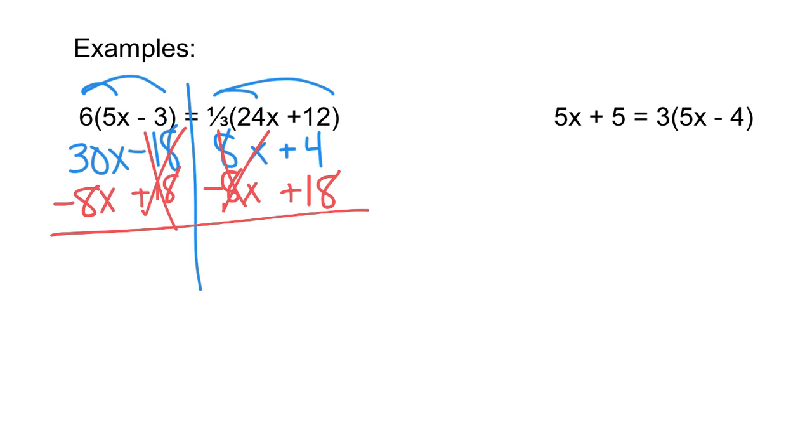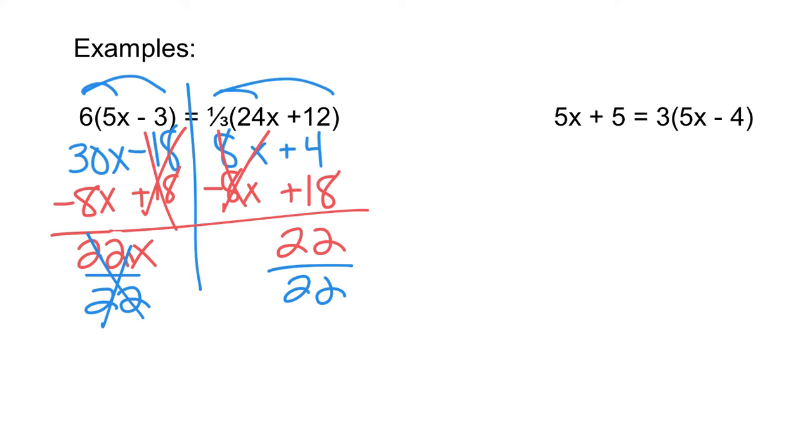So 30 minus 8x is 22x. 4 plus 18 is 22. And so all I have left now is to divide both sides by 22, because I need to get the 22 off of this x. So divide on this side, divide on this side. So 22 divided by 22 gives me 1x. 22 divided by 22 on this side gives me 1. So my x is 1.